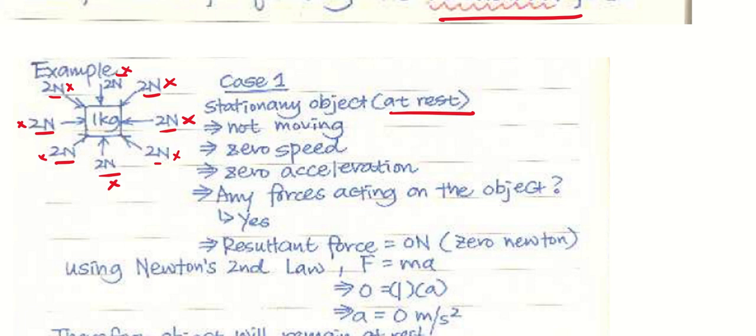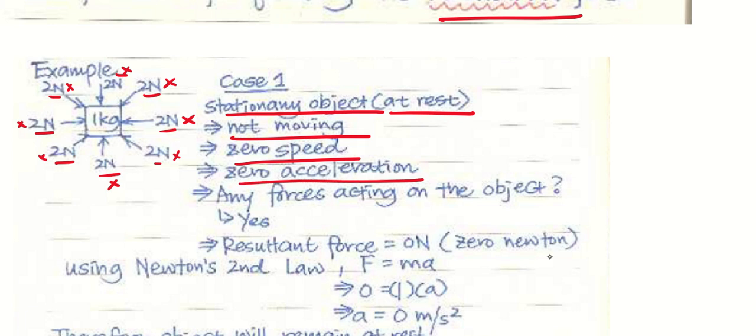So are there any forces acting on this 1 kg block? There are in fact 8 of these forces. But is there any resultant force? No resultant force. And we give you the case whereby it is stationary, it is at rest. That means it is not moving. If it's not moving, the speed is 0. 0 speed means 0 acceleration.